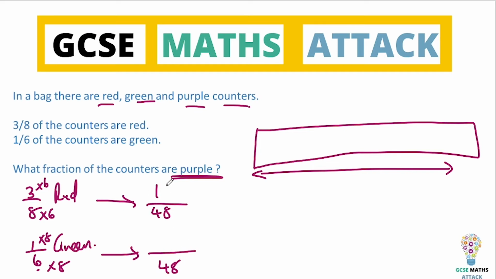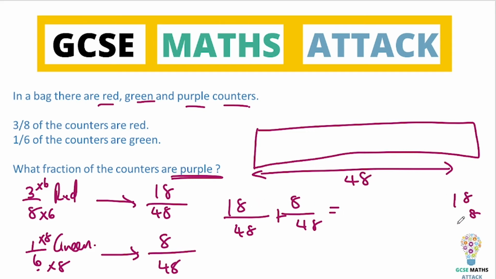So 3 times 6 is 18. 1 times 8 is 8. So I can do 18 over 48 plus 8 over 48. So I know my whole bar is out of 48. So if I add them up, I've got 18 plus 8. 8 and 8 is 16. Carry 1, that's 26. Then I can do 48 subtract 26, because that will tell me how much I need to split this into to give me 48 in total. So I will do 48 subtract 26.